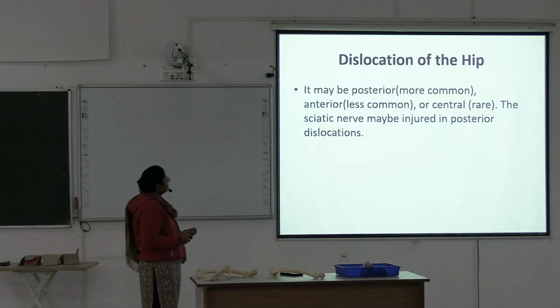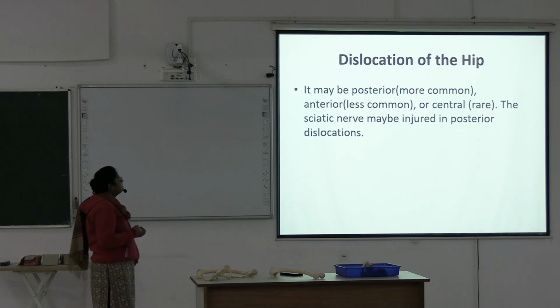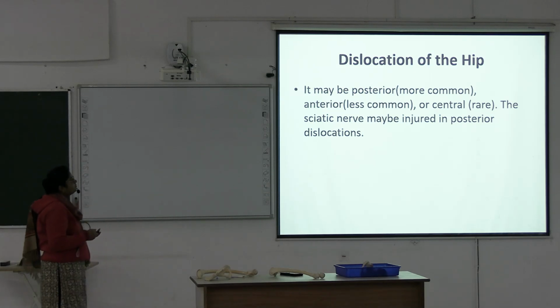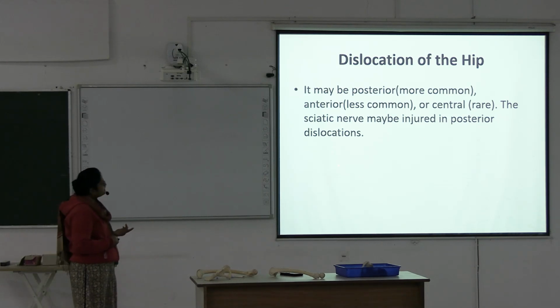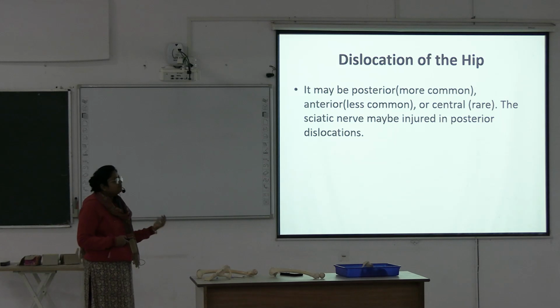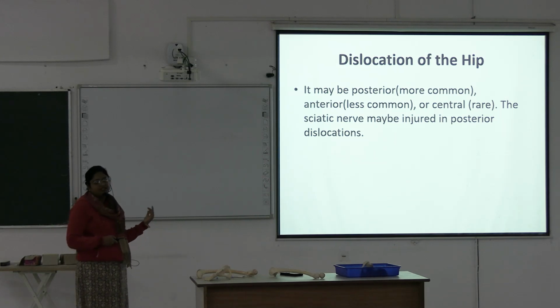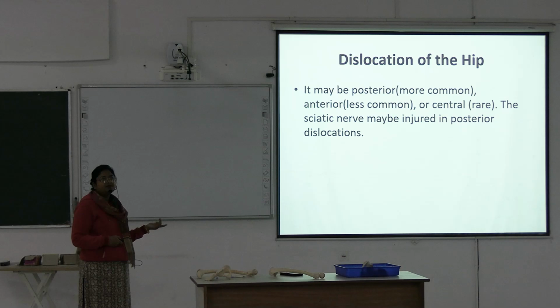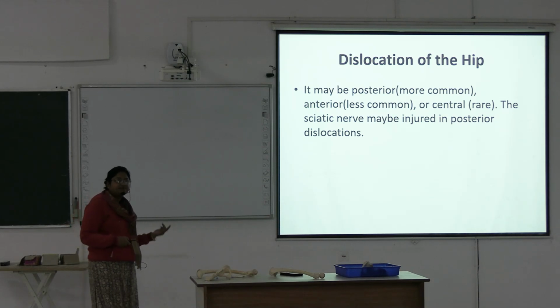Next, dislocation of the hip may be posterior, which is more common. Anterior is less common, central is rare. The sciatic nerve may be injured in posterior dislocation of the hip joint. Because the fibers are loose and weak in the posterior, posterior superior aspect, that's why posterior dislocation is more common. This is also important: explain why dislocation of the hip is more common posteriorly.